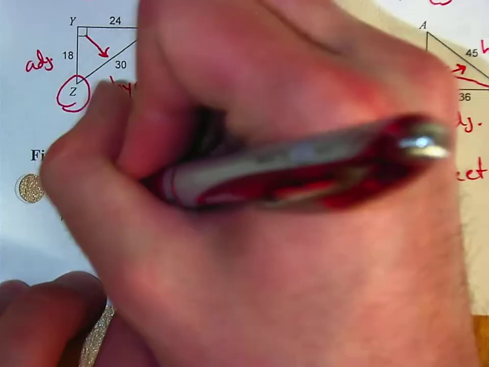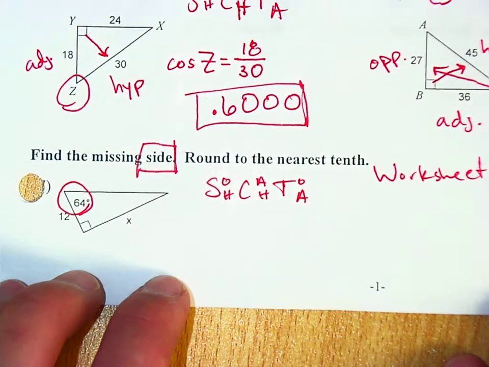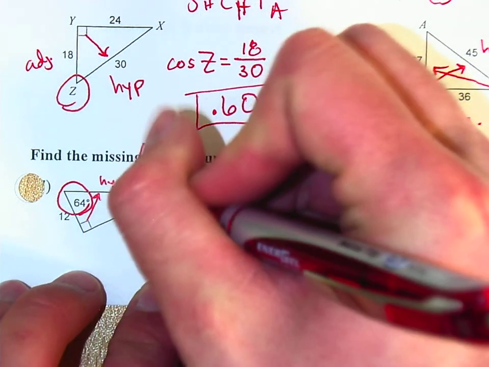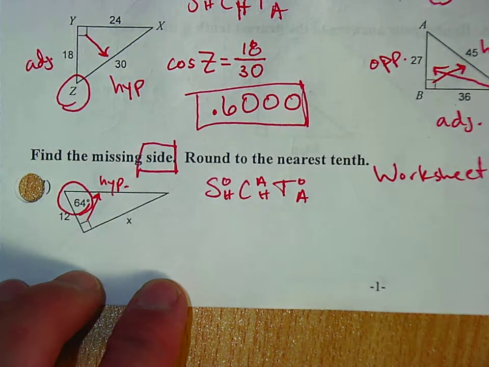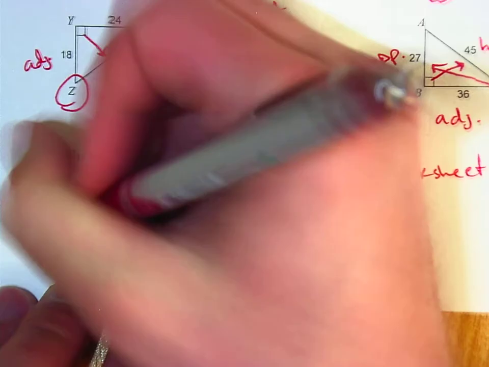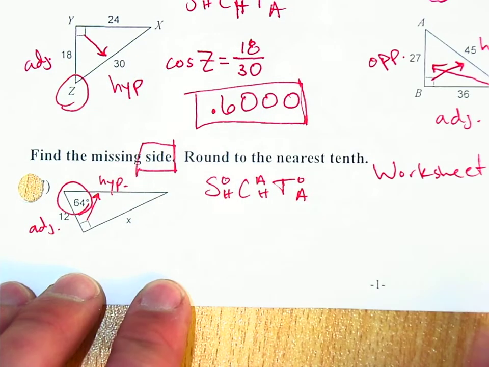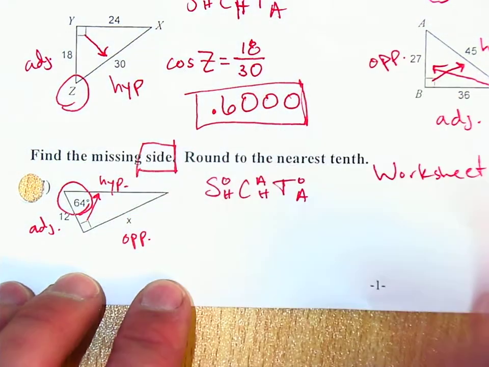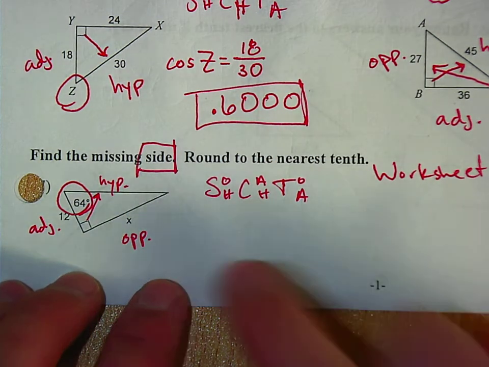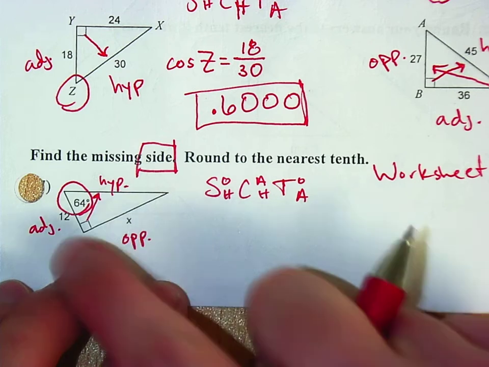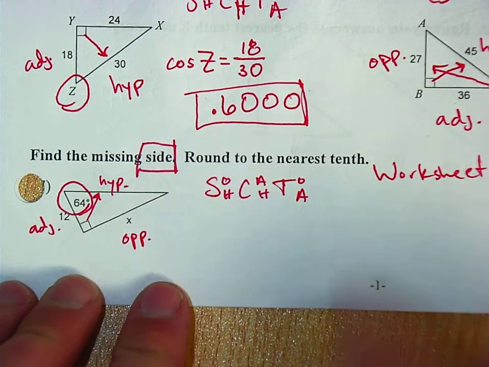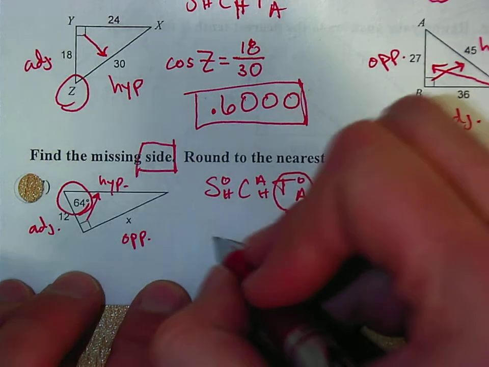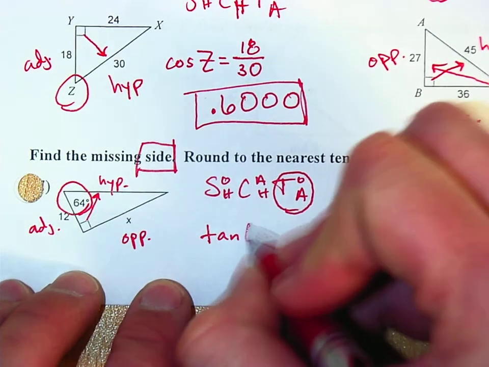Well, here's my angle, that's my starting point. I see over here, that's the hypotenuse, but I don't have the hypotenuse. Next to the angle is the adjacent side, the adjacent leg, that's 12. And that means that this x is the opposite. I have opposite, or O, and adjacent, or A. That's going to be my TOA, because that's the O and the A. So I'm going to do the tangent of the angle, 64.